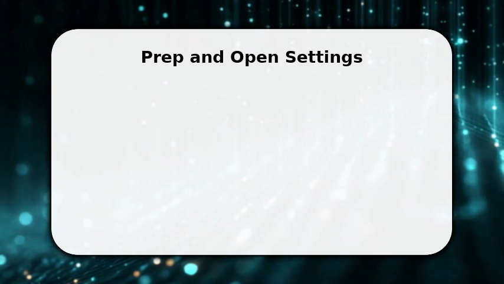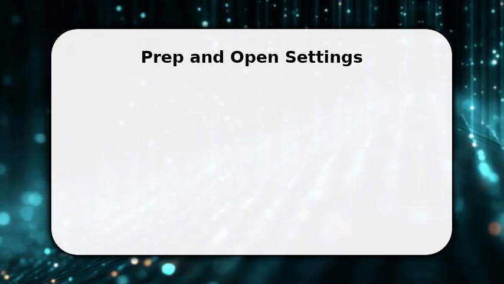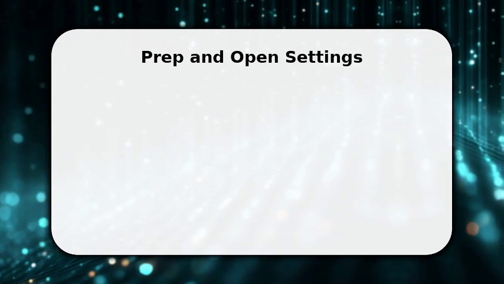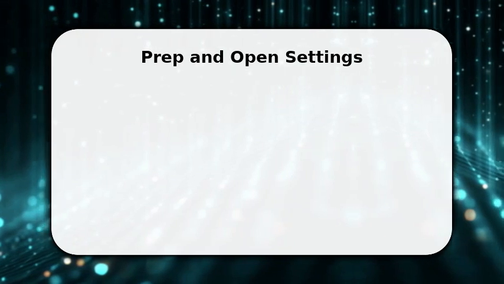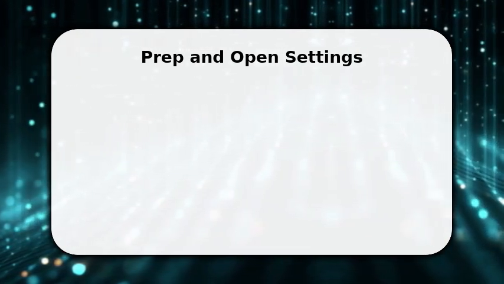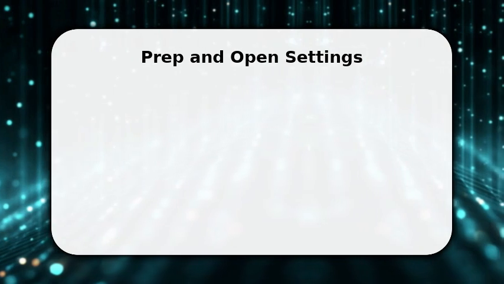If you have many menus, use the Settings search and type battery or power to jump straight to the right section. Once there, pause and look for a power saving, battery saver, or low power mode option, because that's the control we'll turn off in the next step.